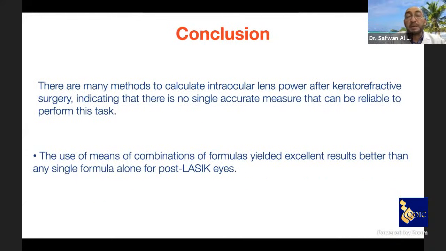There are many methods of calculating intraocular lens power after keratorefractive surgery, indicating that there is no single accurate measure that can be reliable to perform this task. The use of the mean of a combination of formulas yields excellent results, better than any single formula alone for post-LASIK eyes.